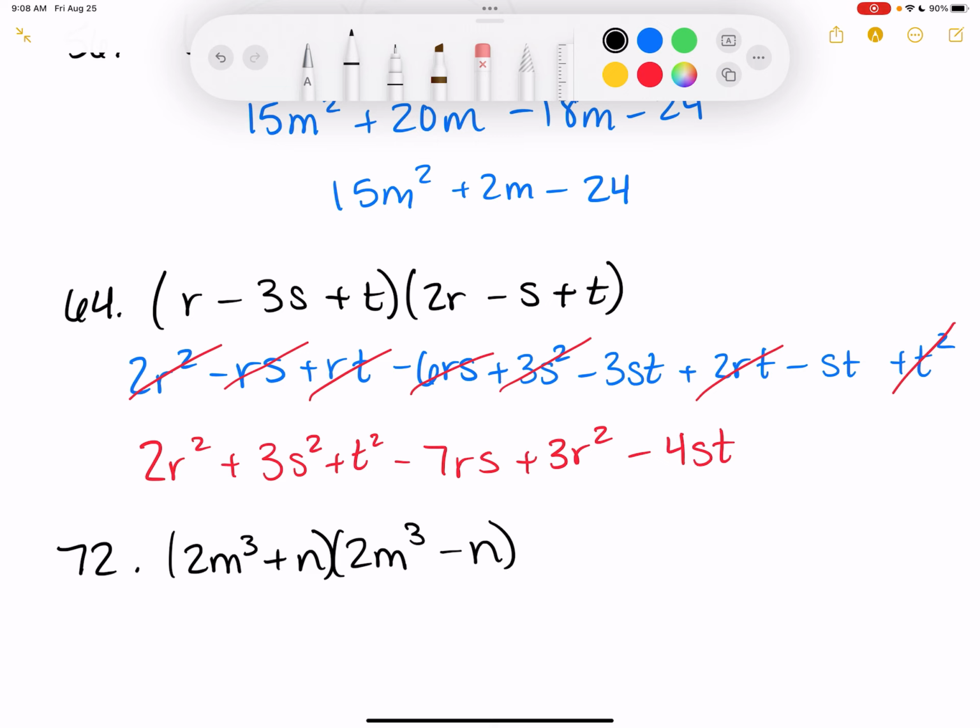It is a difference of squares. So all we do is we take the first terms and we square them, and then it's minus the last term squared for a difference of squares. And it is that because this is a plus and this is a minus, and it's the same thing repeated otherwise. So this becomes 4m to the 6th minus, or wait a second, I lied. It's, yeah, to the 6th. And then minus n squared.